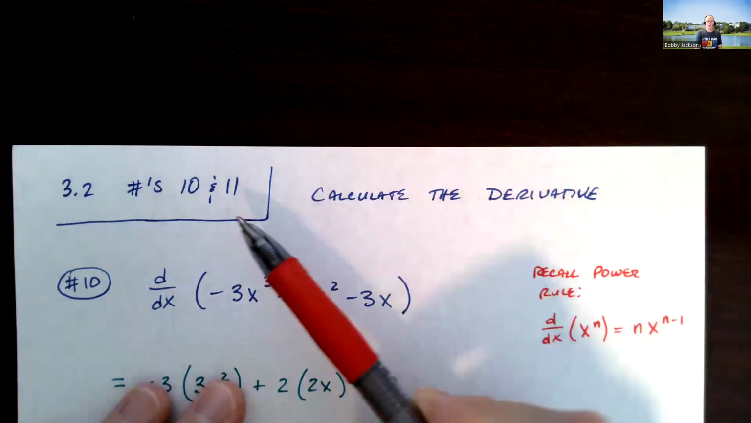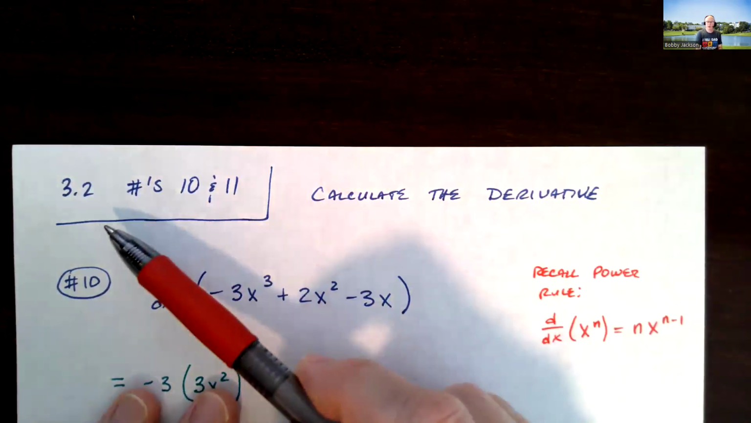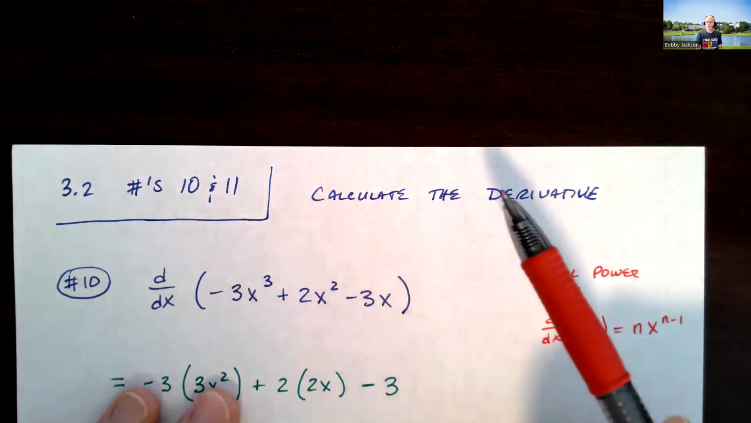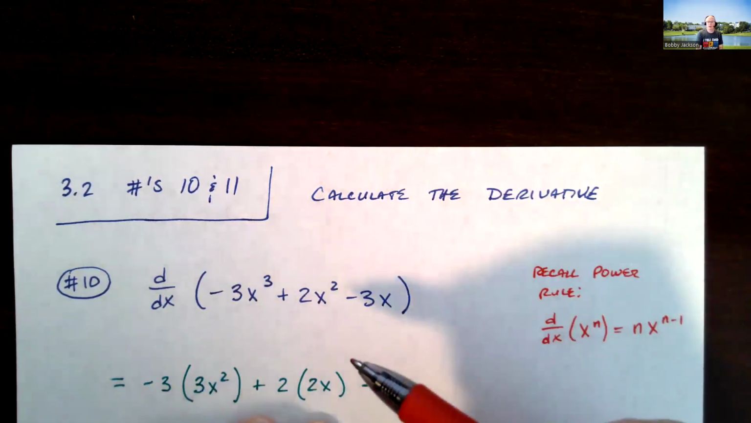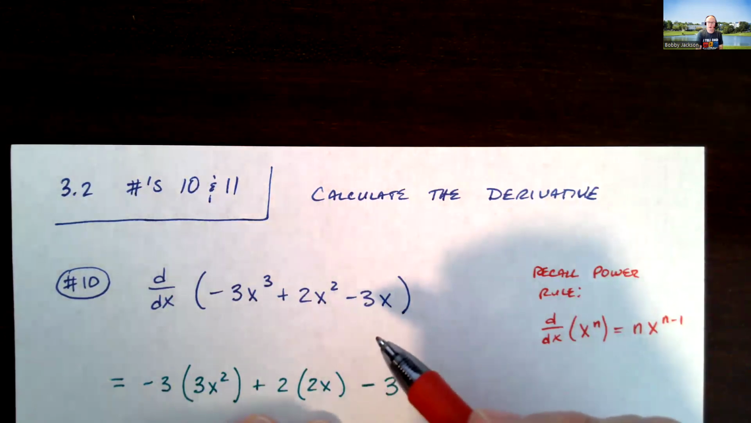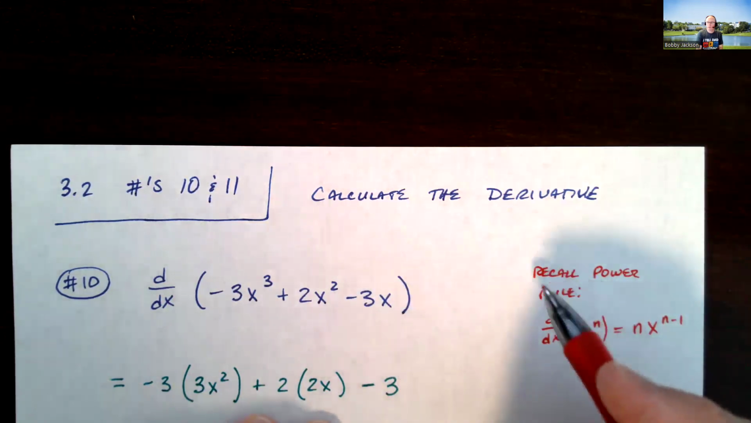Okay, we're going to look at numbers 10 and 11 in 3.2. We're just going to calculate the derivative. We're going to be using our newfound derivative rules that we've developed so far. Those include, of course, the power rule.